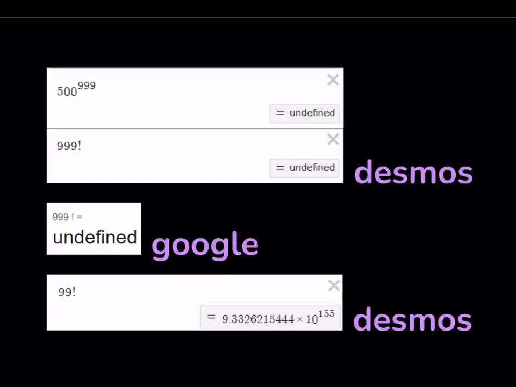I haven't tested out Wolfram Alpha. It's going to give you a definite answer for this one.